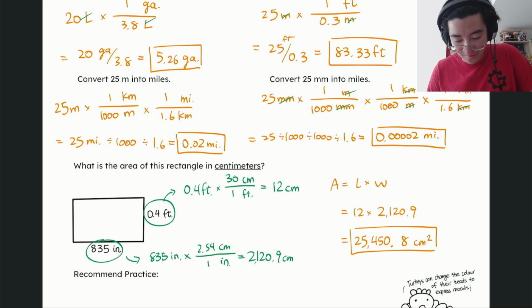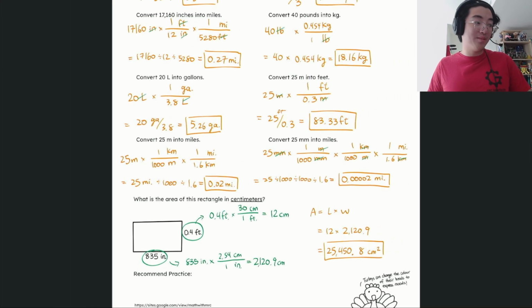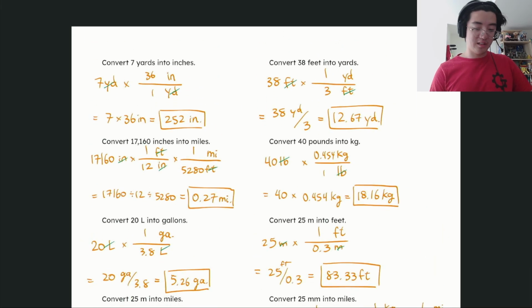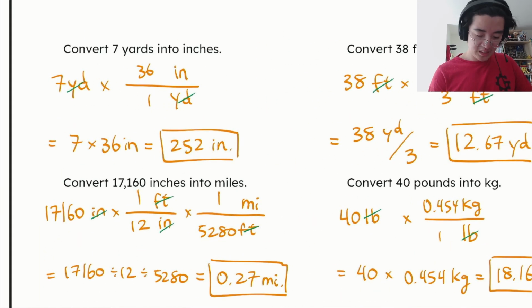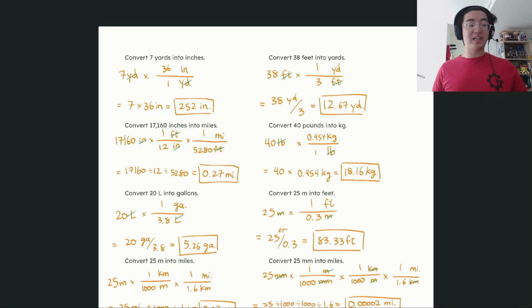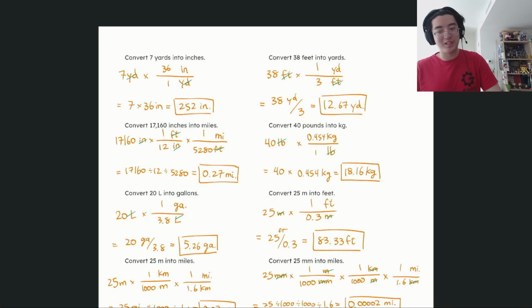So this is converting between imperial and metric. We will use those conversion factors. Same idea as metric. Just remember, the unit you want to cancel goes to the bottom, and the unit you want to convert to goes on the top. And that's pretty much it for the whole lesson. That's the main idea I want you all to learn.